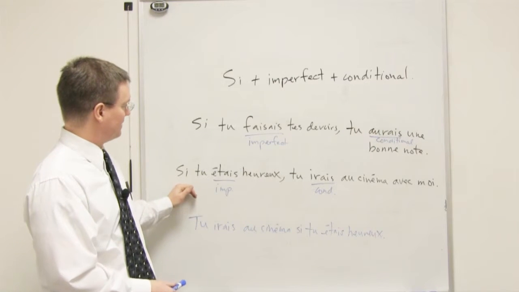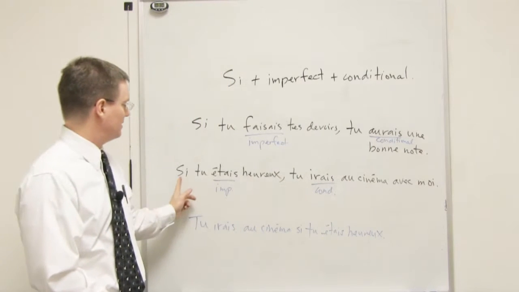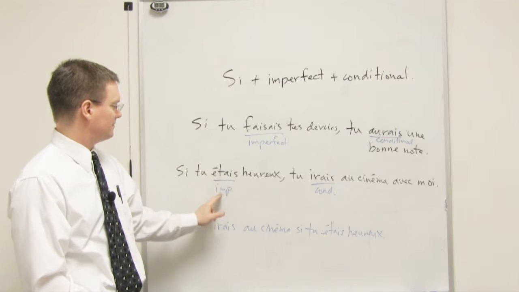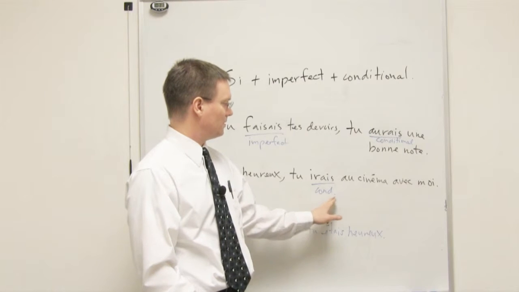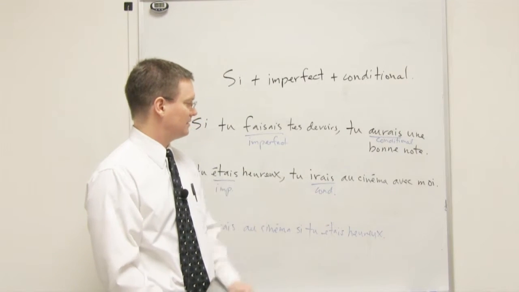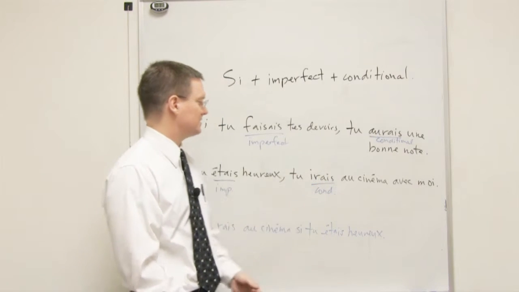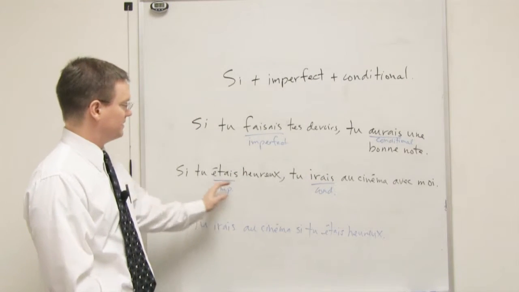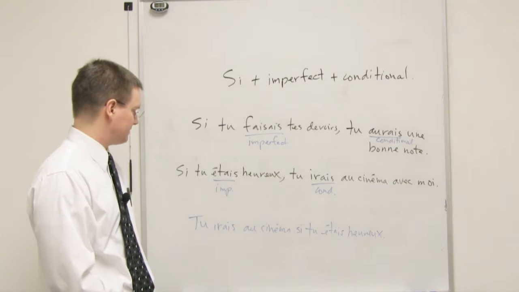So here, again, we have another phrase similar. Si tu étais heureux, tu irais au cinéma avec moi. Si tu étais heureux, if you were happy, notice the imperfect, si, the imperfect comes right after the si, you would go to the movies with me. Tu irais, you would go to the movies. So then if this were the case, then this would happen. It's this idea of, if this were the case, then this would happen. Si tu étais heureux, tu irais au cinéma avec moi. If you were happy, you would go to the movies with me.